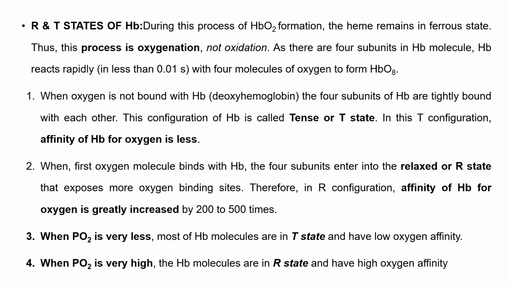When the partial pressure of oxygen is less, most of the hemoglobin molecules are in T state and have low oxygen affinity. When PO2 is very high, the hemoglobin molecules are in R state and have high oxygen affinity. So you can see there are 2 states of hemoglobin, the T state or the tense state, and the R state or the relaxed state. T state has less affinity for oxygen, while R state has greatly increased oxygen affinity.